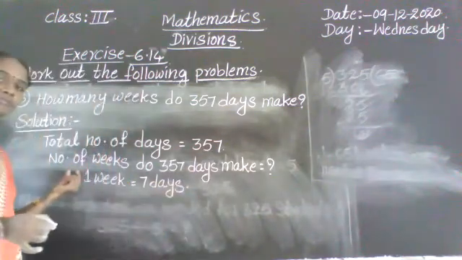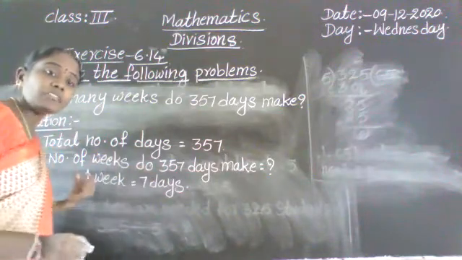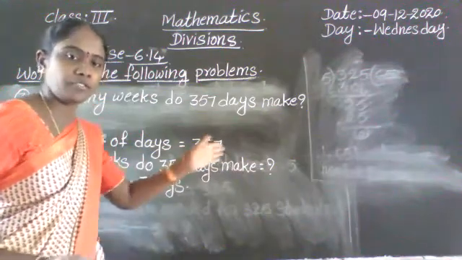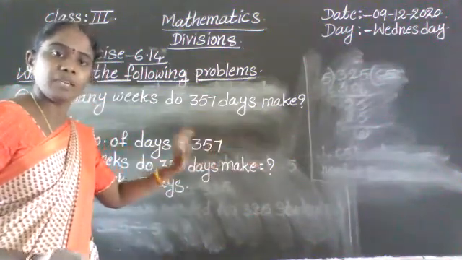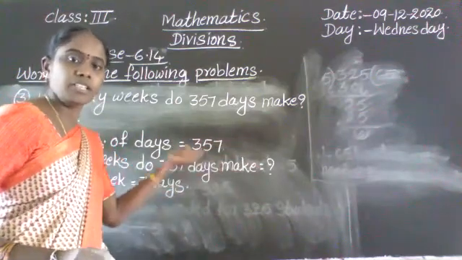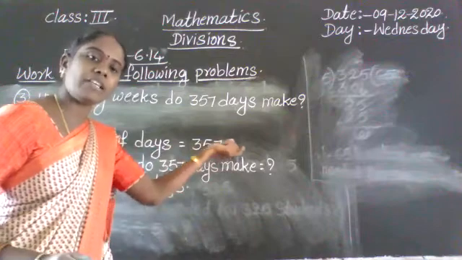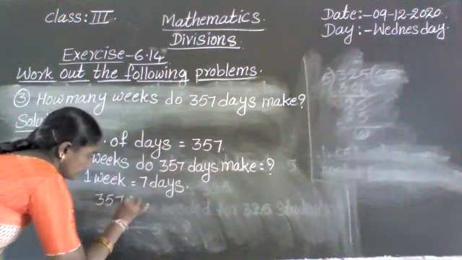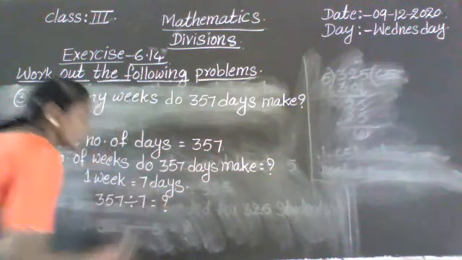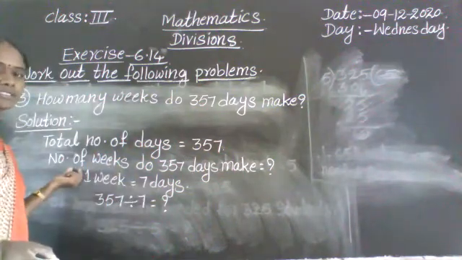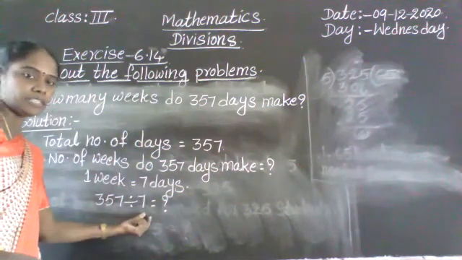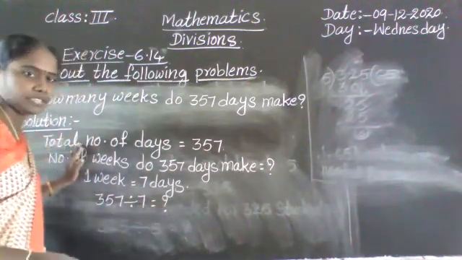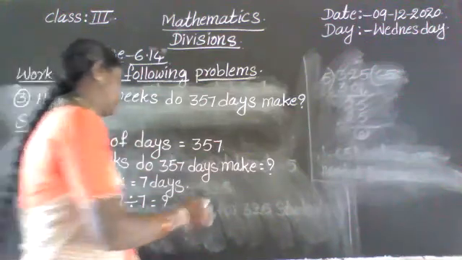So we can find out the number of weeks. How can you find out? Just 357 divided by 7. 357 divided by 1 week, but 1 week equals 7 days. You know that one. That's why we have to do 357 divided by 7. Then we will get the number of weeks. That is, we will get one quotient, and that is the number of weeks. Okay, now do the division.